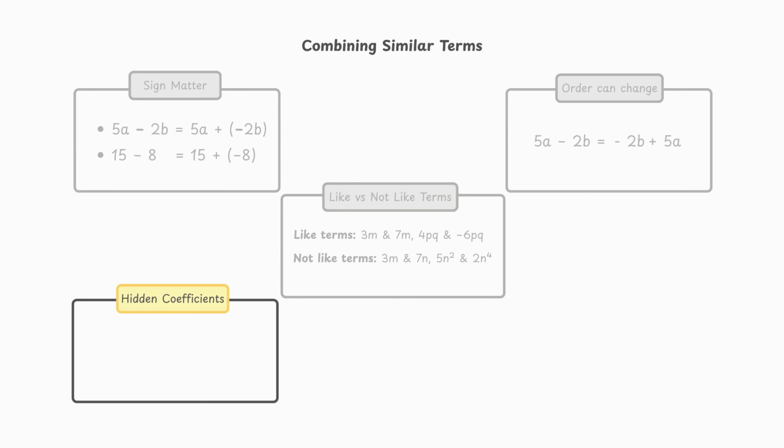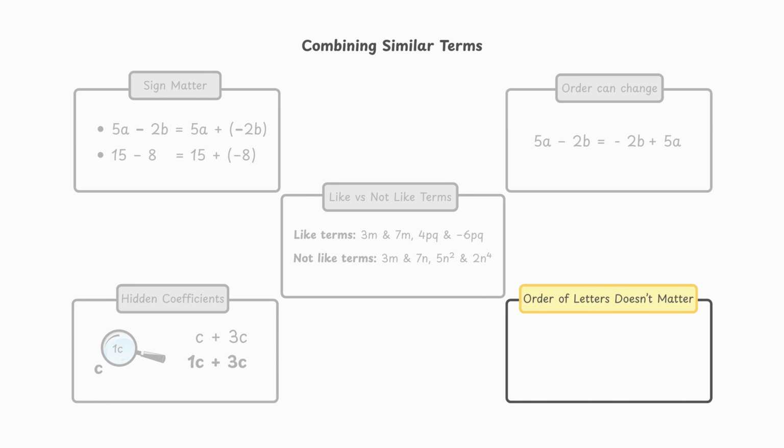Next, look at hidden coefficients. Sometimes a term does not show a number in front. For example, the term c actually means 1c. The coefficient is hidden, but it is still there. So if you see c plus 3c, you should think of it as 1c plus 3c, which gives 4c.